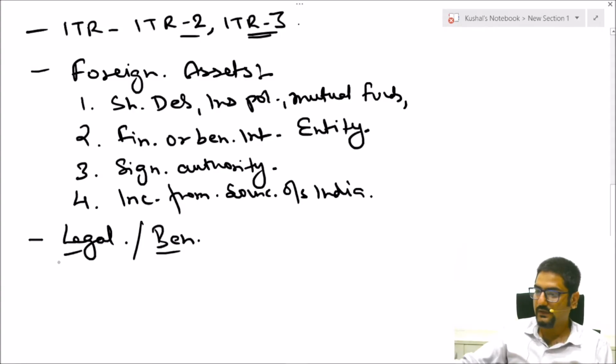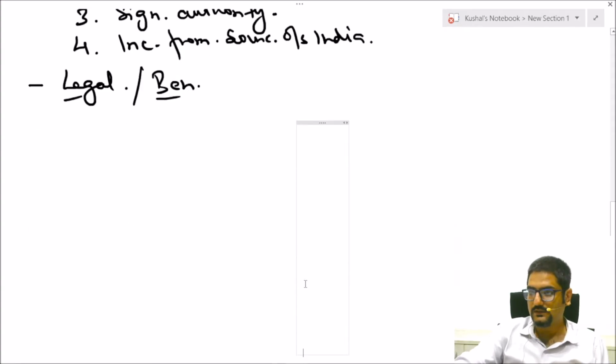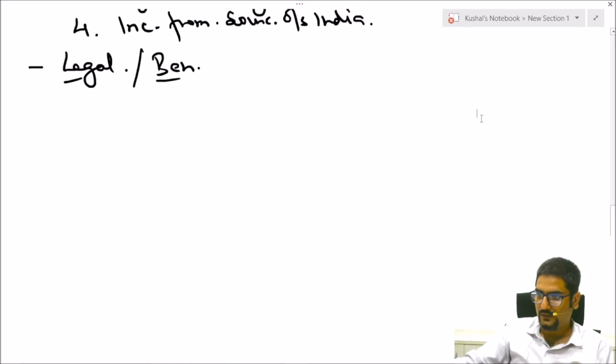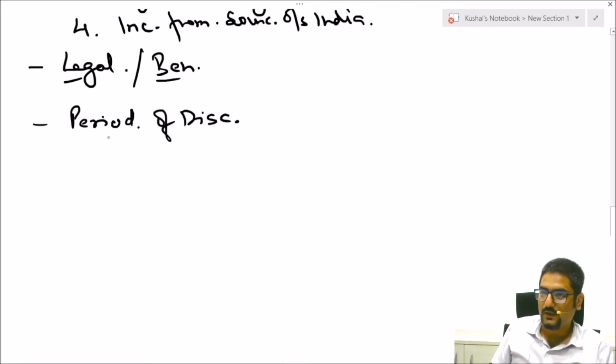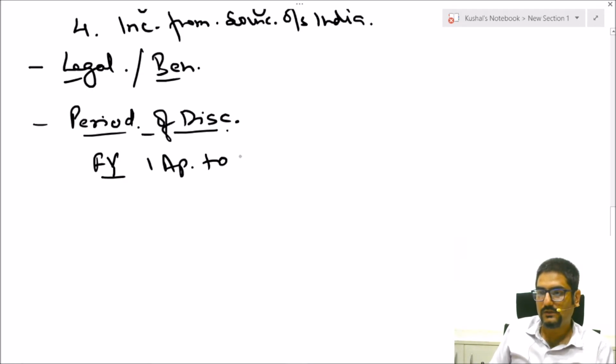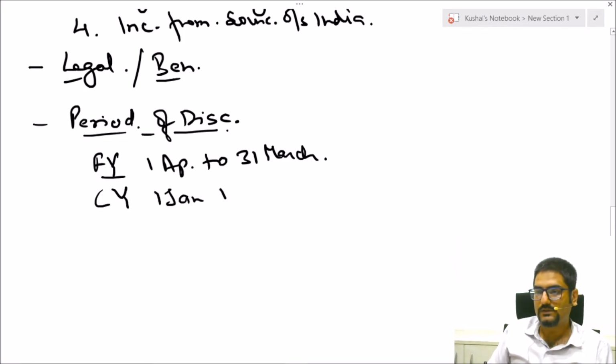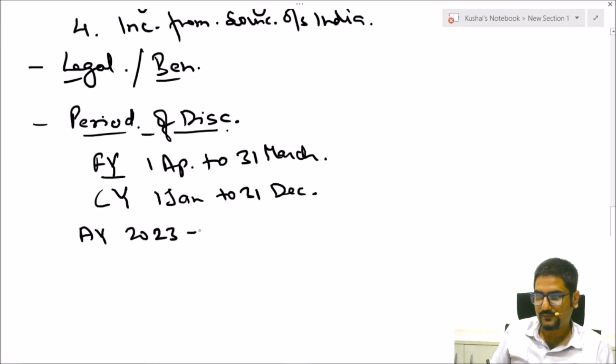Now, the next important aspect is the period of disclosure for such foreign assets or foreign income. Why does this point of discussion arise? Because in India we follow the financial year that begins on 1st of April and ends on 31st of March, but in the rest of the countries, they follow the calendar year, which starts from 1st January and ends on 31st of December. So let's take the example of assessment year 2023-24.